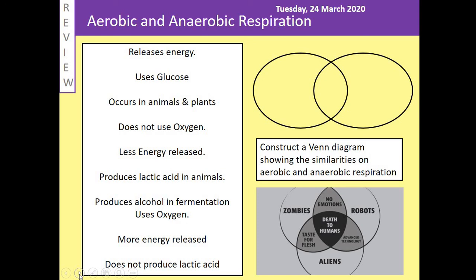Last little thing for you to do, having looked at the mark scheme and had a go at that question, is to think about this comparison. We need to be able to compare aerobic and anaerobic respiration. I want you to draw a Venn diagram to compare the processes. What are the similarities? What are the differences? It will probably take about half a page to draw this Venn diagram. At this point you can pause the video and have a go at that task.